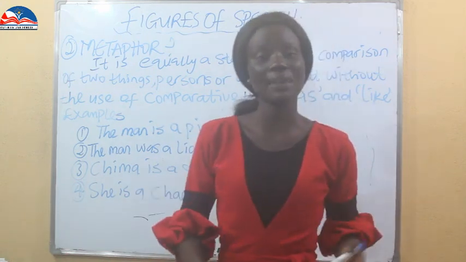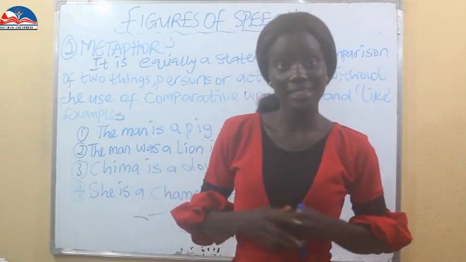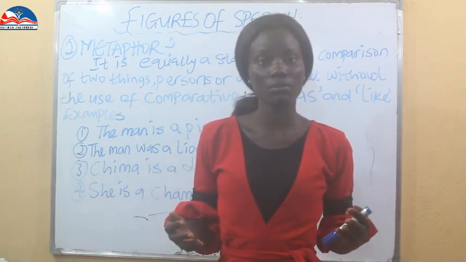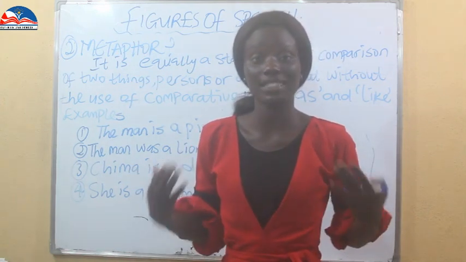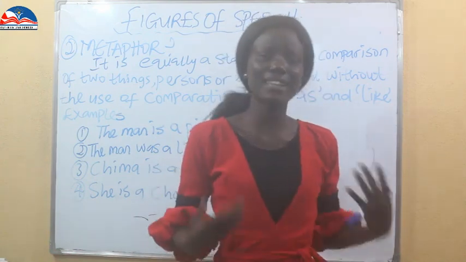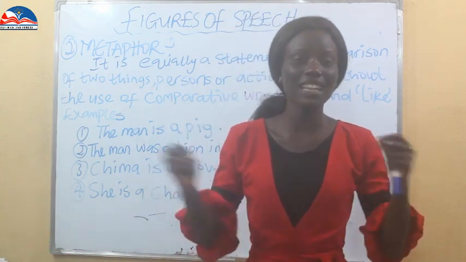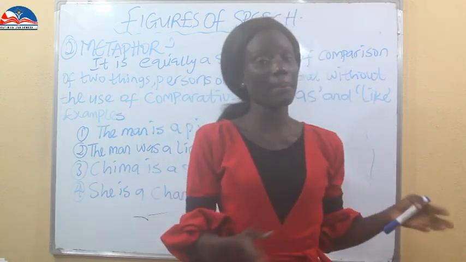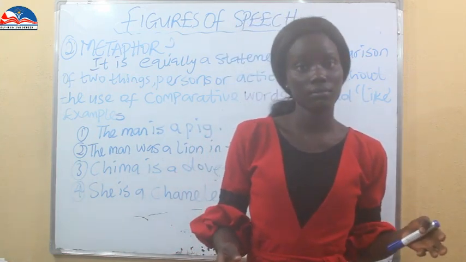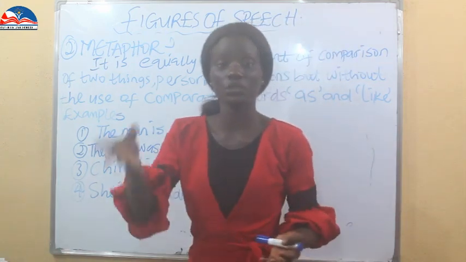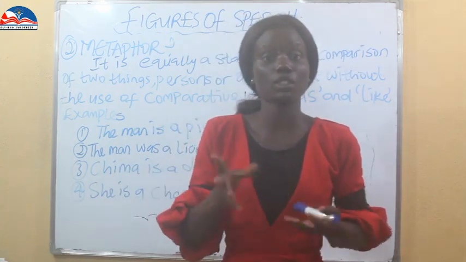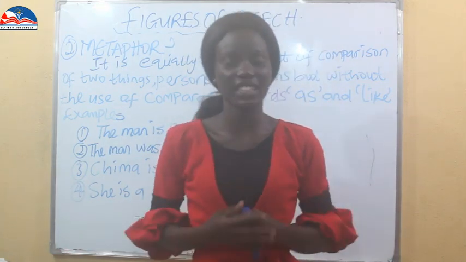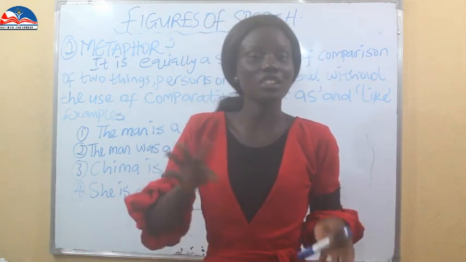Then the third one, Chima is a dove. Direct comparison. Chima is a dove. We all know a dove is gentle. So now Chima is gentle. That is the similarity between both. Then the next one, she is a chameleon. A chameleon is an animal that changes its color. So they are trying to say that she's not stable in nature. She's not stable.